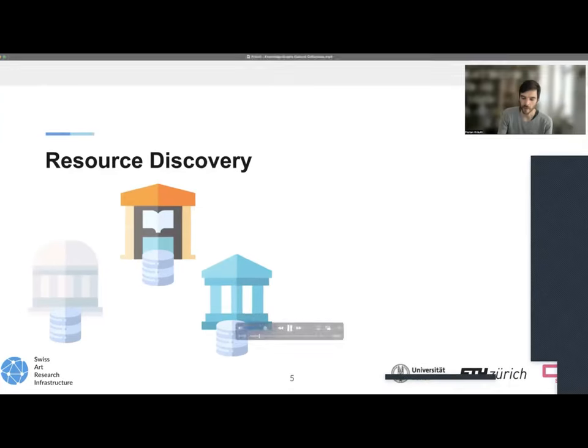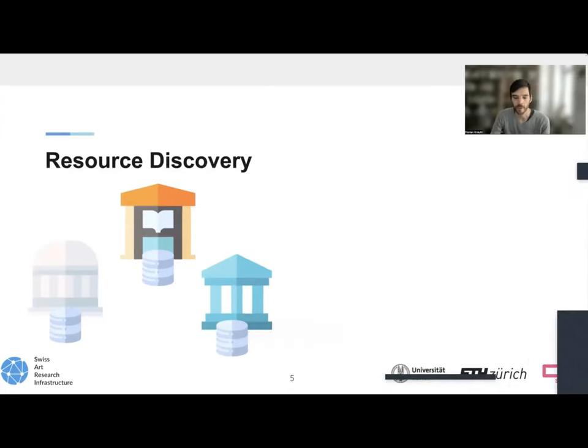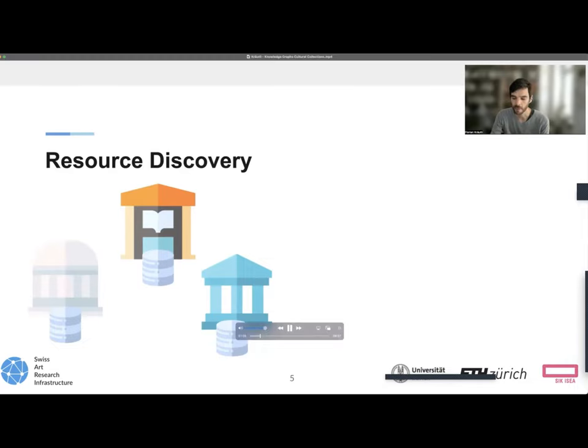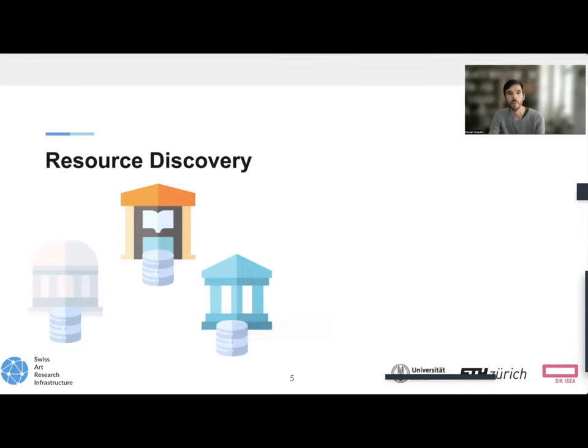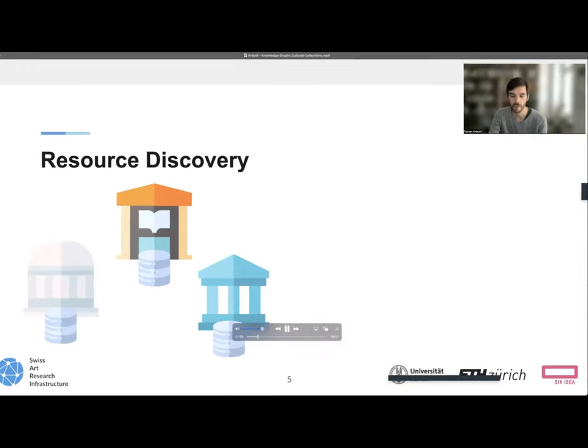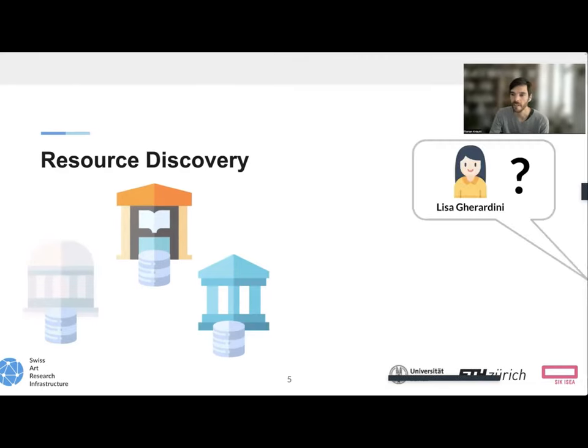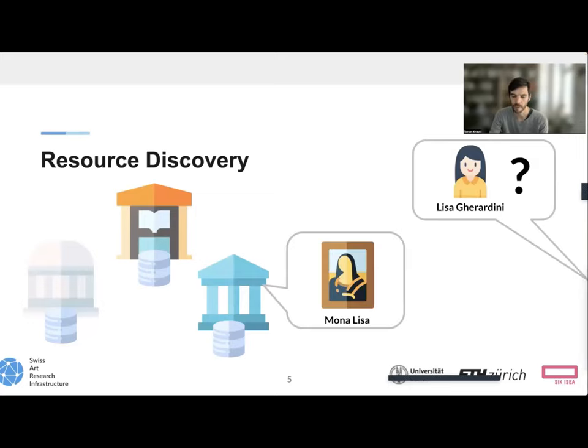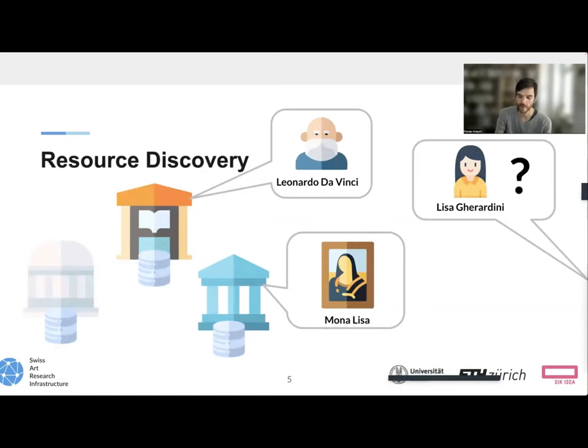If you can somehow agree on using the same URIs for identifying the same things, linked data could also enable us to discover resources on a certain topic by querying multiple databases with the URI, for example, for Lisa Gherardini, without having to know the structure or cataloging standards of individual cultural collections. This could bring up database entries on the Mona Lisa in the museum collection or references on Leonardo da Vinci in a library catalog.